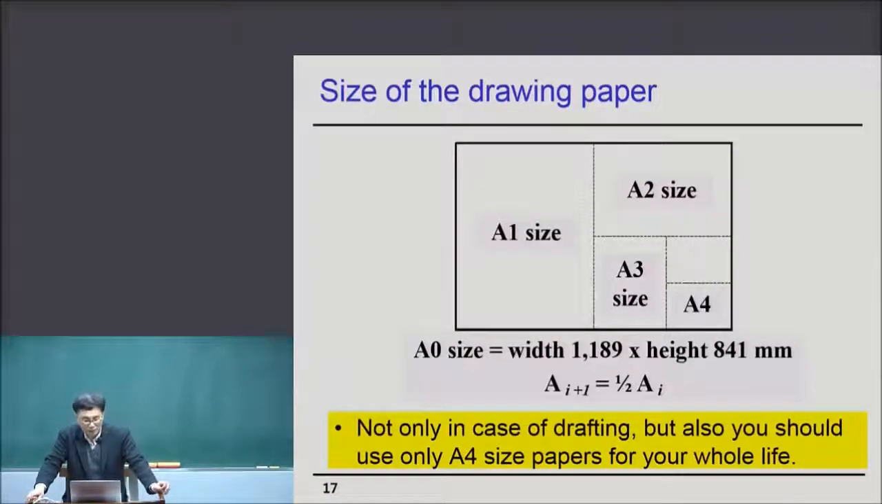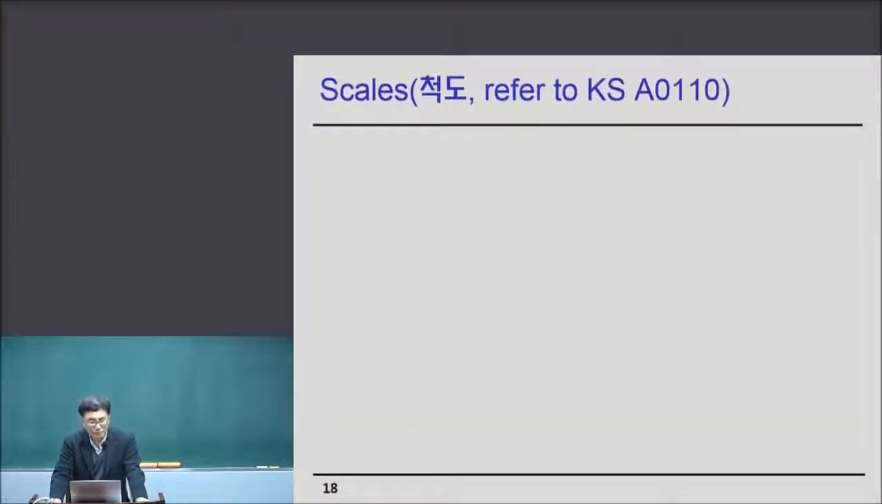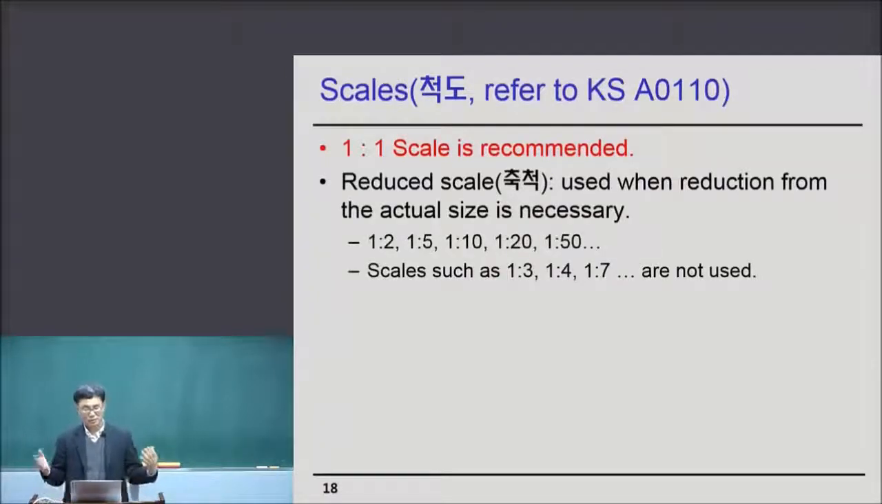Once you are engineers, for report papers or lecture notes, I recommend that you use only A4 size papers. Since the largest size is A0, which is only 1.2 meters wide, if you design an automobile, which is very huge, and need to express that design on the A0 size, you need a reduced scale. So you have to reduce the shape onto the drafting paper.